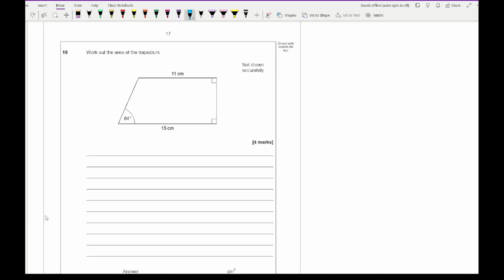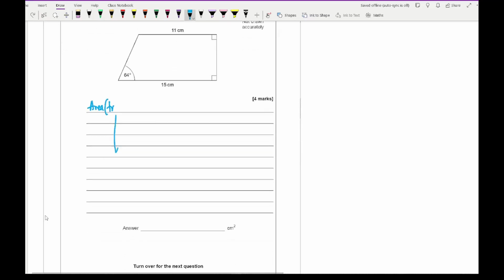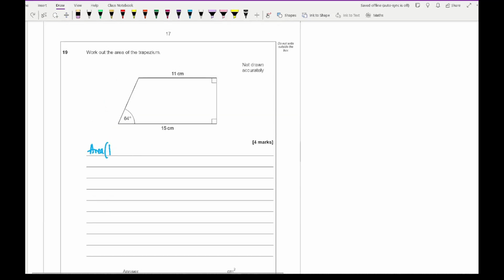Now for this, in order to work out the area of a trapezium, let's just write down, let's just move up a little bit. So there we've got the area of the trapezium is equal to A plus B times H divided by 2. First things first, I need to work out what H is, because A is 11 and B is 15. Now for this, what I'm going to need to do is use trigonometry.